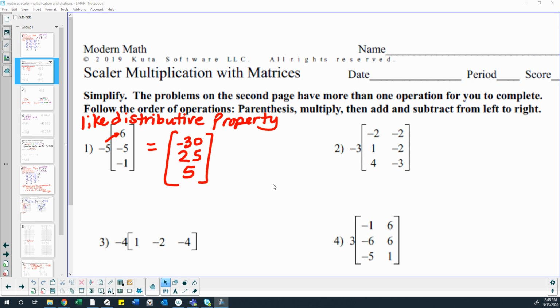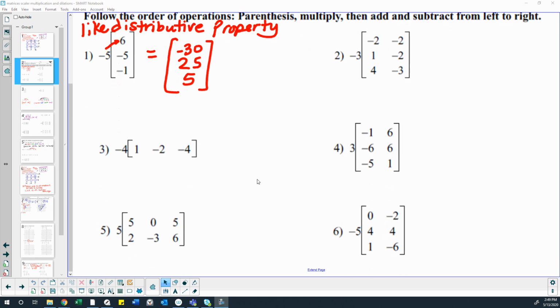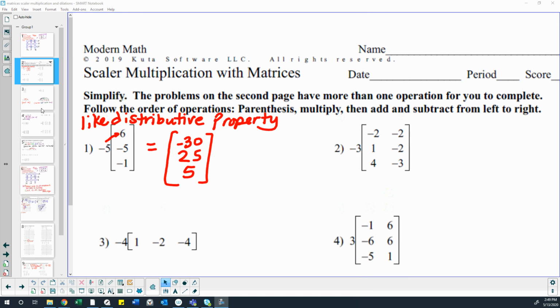Scalar multiplication with matrices is simply like the distributive property. We take a number that's in front of a matrix, which we call a scalar, and we multiply each number inside the matrix with that scalar. So for this example on problem 1, we have negative 5 times 6 is negative 30. Negative 5 times negative 5 is positive 25, because a negative times a negative is a positive. And then negative 5 times negative 1 is positive 5. So we just do that process on any problem that we are doing.